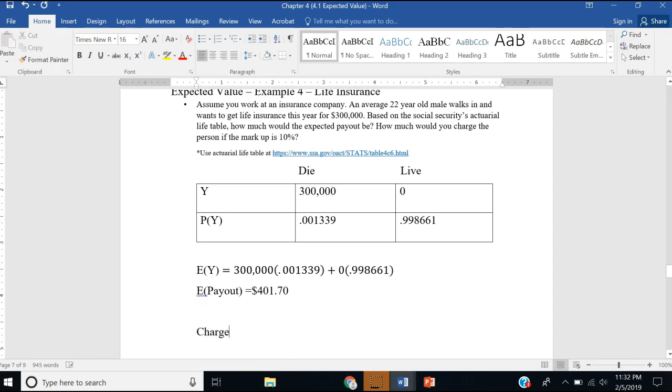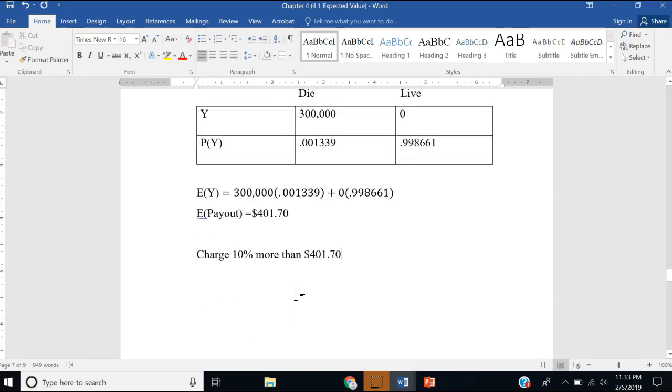They're going to charge 10% more than what they already have. So they're charging 10% more than the $401.70. Hopefully, we all know how to do this. When it says charge 10% more, that means they're going to charge 110% of that number. And 110% is 1.10 multiplied times that number.